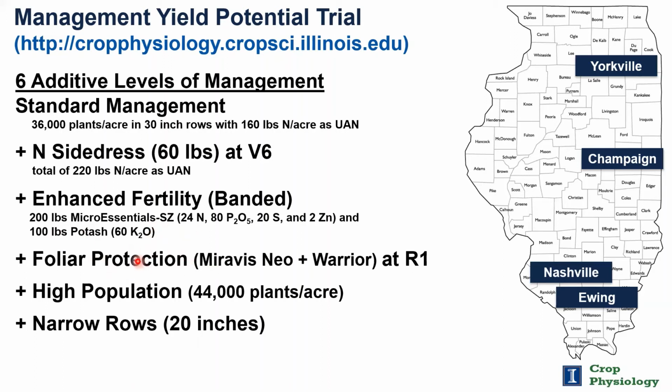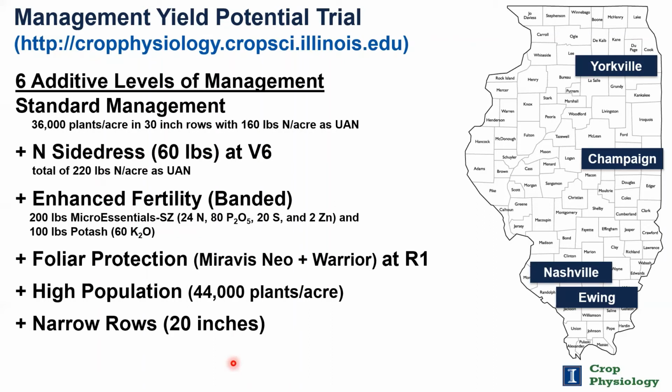Once we have the fertility in place, we're going to add that foliar protection at R1. In this case, we're using Miravis Neo and Warrior from Syngenta. We're going to bump the density up from 36,000 to 44,000 plants per acre. And then lastly, we're going to look at what that 44,000 plants per acre does in a 20-inch row system.